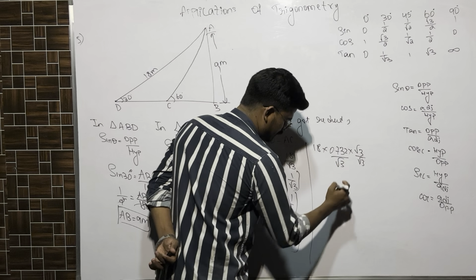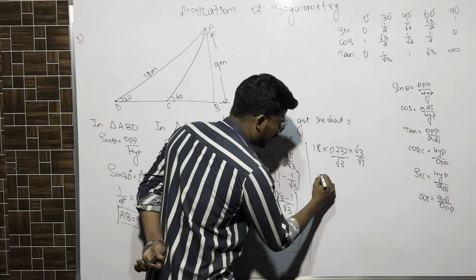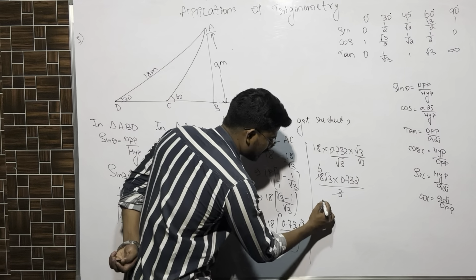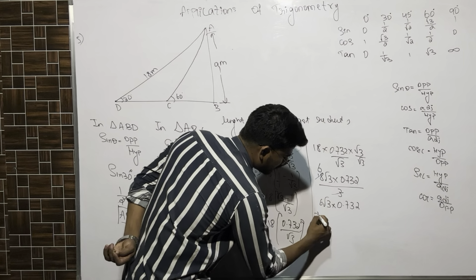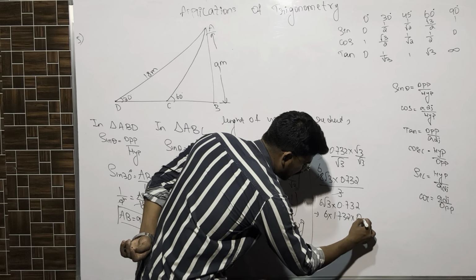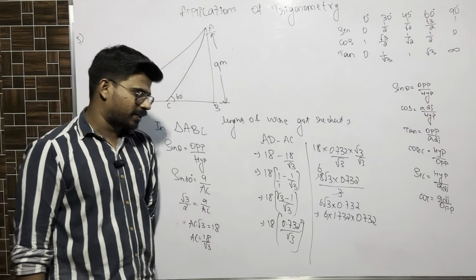Already one root 3 was there, this root 3. Multiply and divide by root 3. So it is 18 root 3 into 0.732 divided by root 3 into root 3, which is 3. Clear? 3, 6 are 18. So the answer is 6 root 3 into 0.732, which is basically 6 into 1.732 into 0.732. We have to multiply these terms, right?